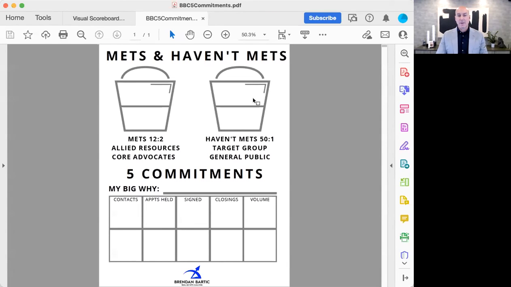on the right hand side, the bottom of the bucket is how many haven't-Mets I want to add this year. The bottom left is how many Mets I want to add this year. And then on the top is where I'm at year to date. I use a little dry erase marker. I lick my finger every week. I add how many, or even during the day, if I add one, I go, that's awesome. I just went from 6 Mets to 7 Mets.